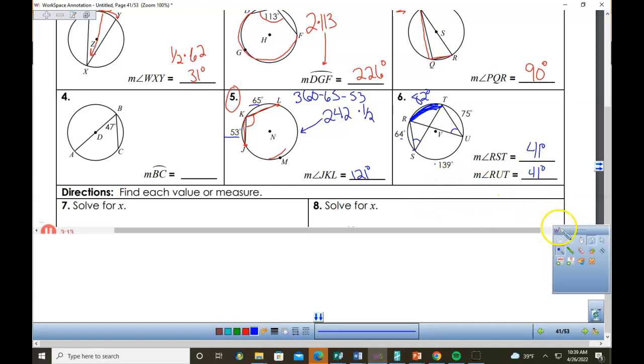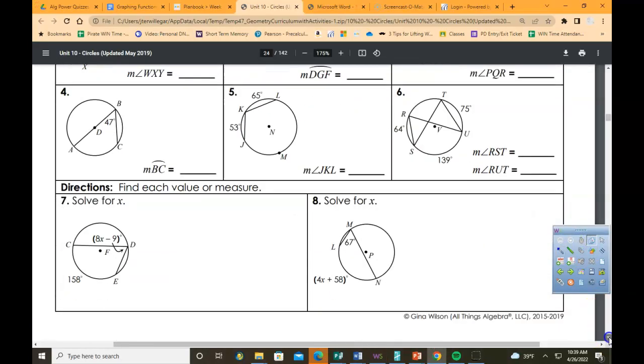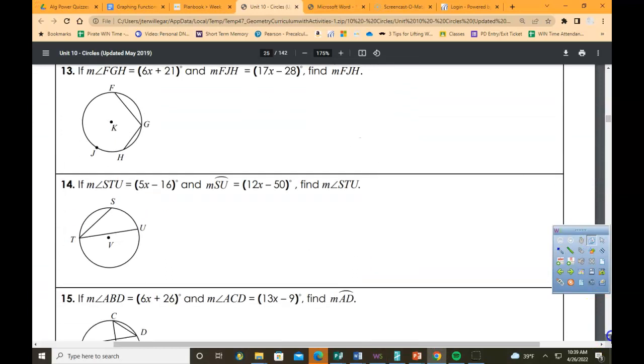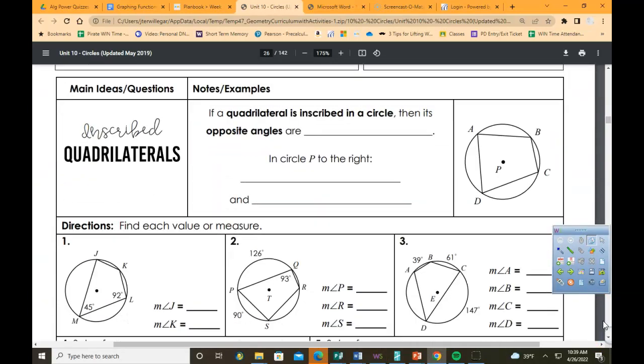One more thing I want to talk about. Those are the basic ones. We'll do some of these in class. Let's look at inscribed quadrilaterals.